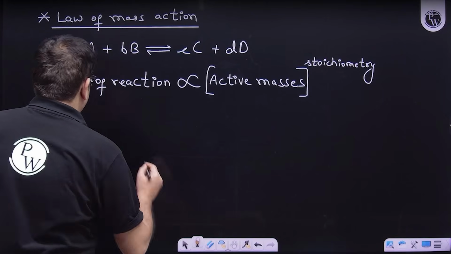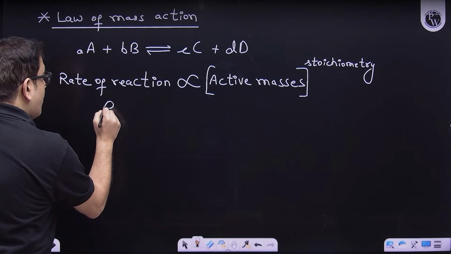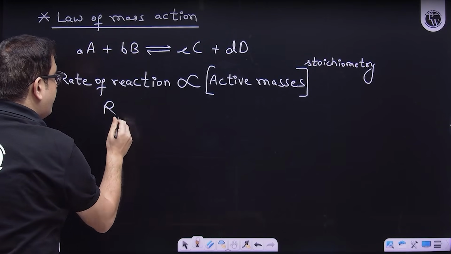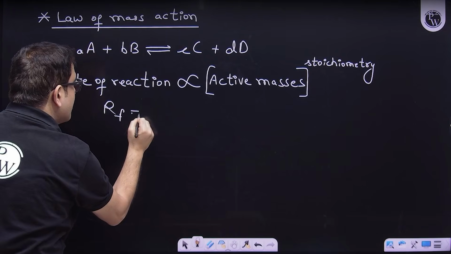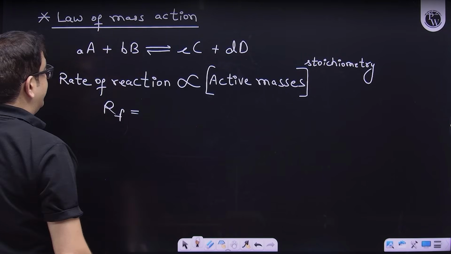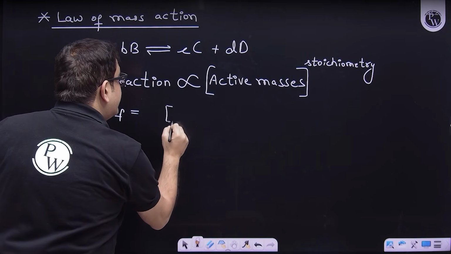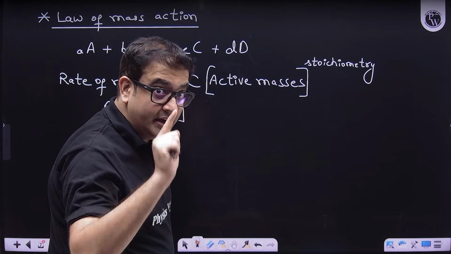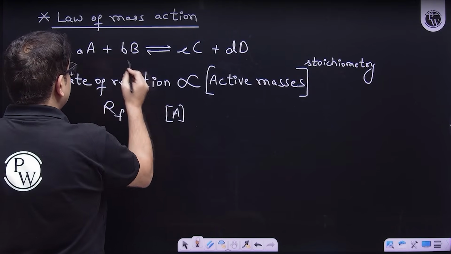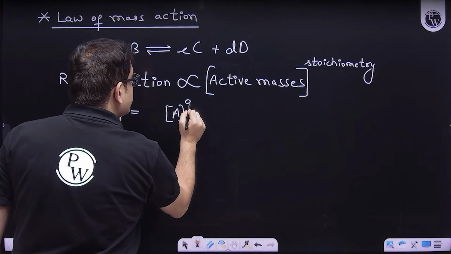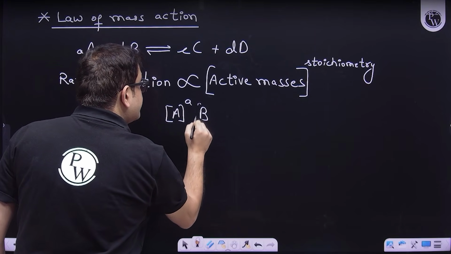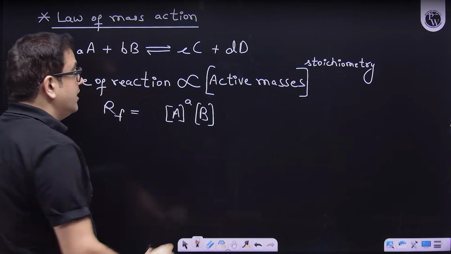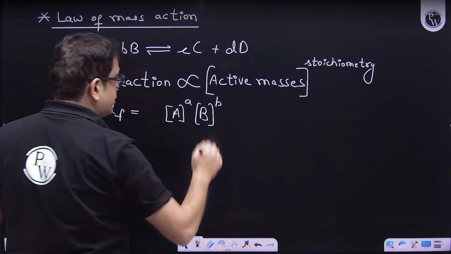So let me write the rate of, this will be the forward reaction for you. The rate of forward reaction will be equal to the concentration. Remember, we write it in square brackets; concentration is molarity, moles per liter, raised to the power of its stoichiometric coefficient, which is small a, into the concentration of the other reactant B, raised to the power of its stoichiometric coefficient small b.